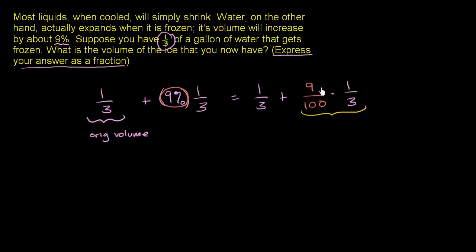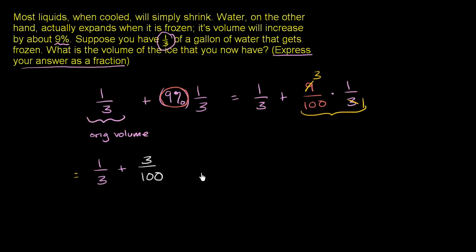And we can simplify this expression right over here. We have a 9 in the numerator, a 3 in the denominator. If we divide both of them by 3, we get a 3 and a 1. And so we're left with 1/3 plus 3/100 times 1 over 1. Well, that's just going to be 3/100. So this is just going to be equal to 1 over 3 plus 3 over 100.